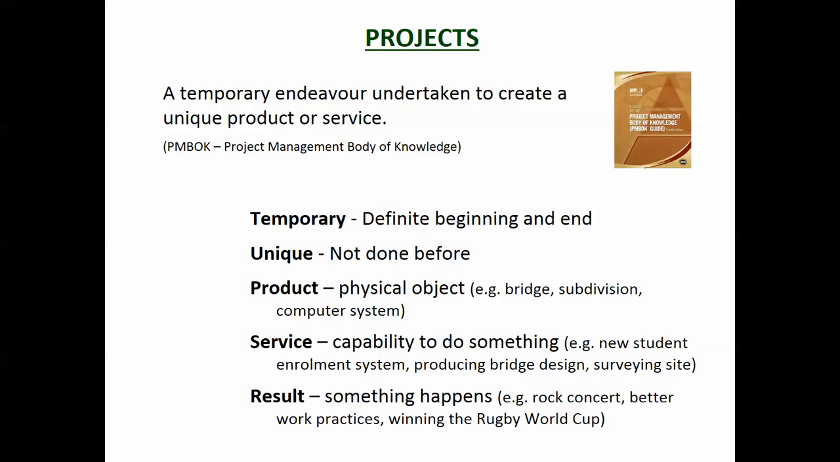So that's the difference. A product, service and result are the things that come out of a project. They are what is called deliverables. Deliverables can be several types of thing. First of all, they could be a physical object like a bridge or a road or a subdivision, and that's called a product. Or they could be a service, the capability to do something.